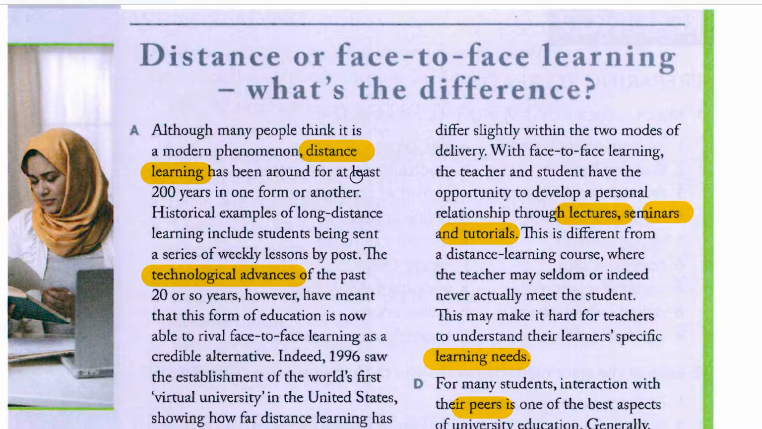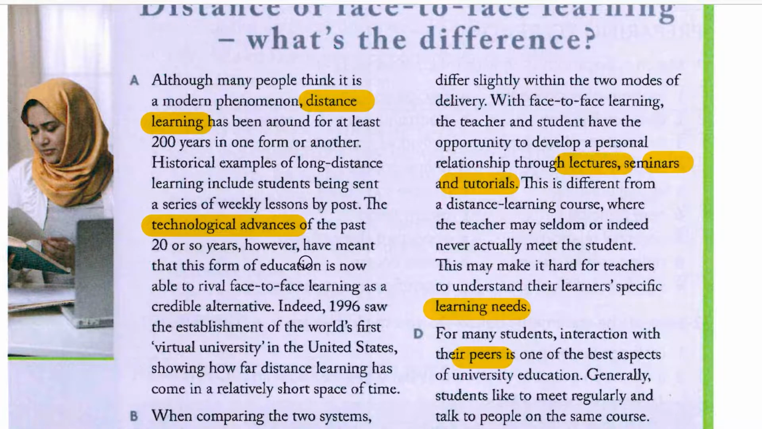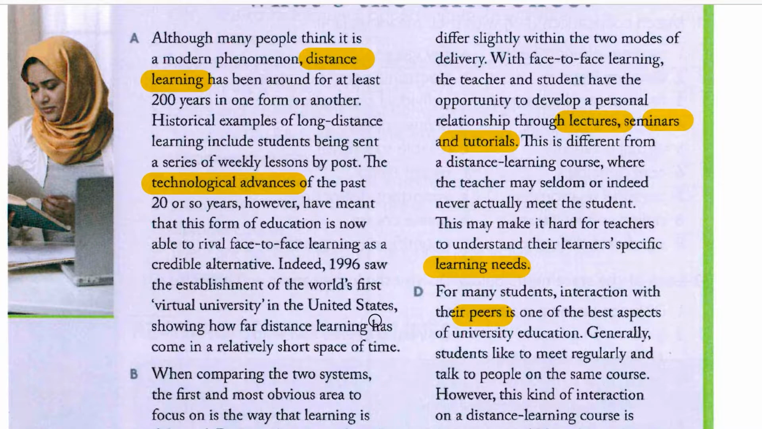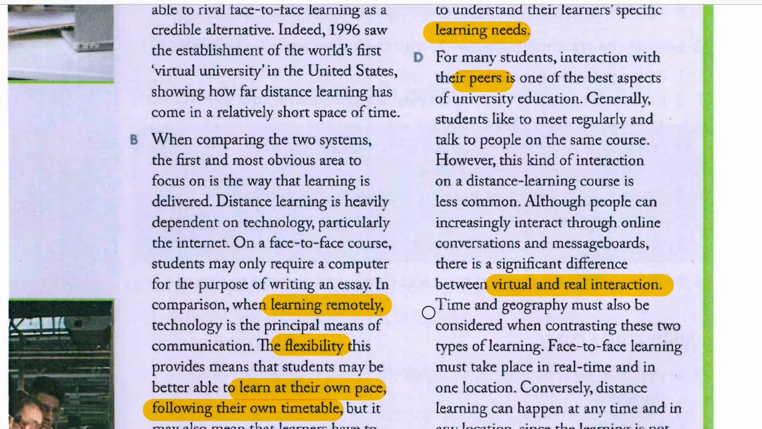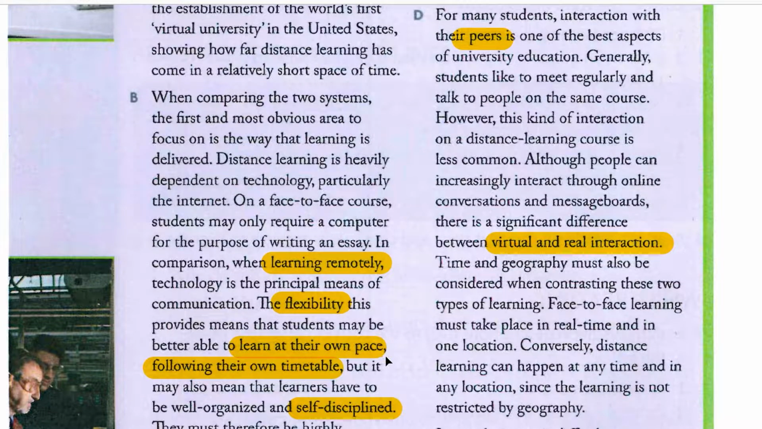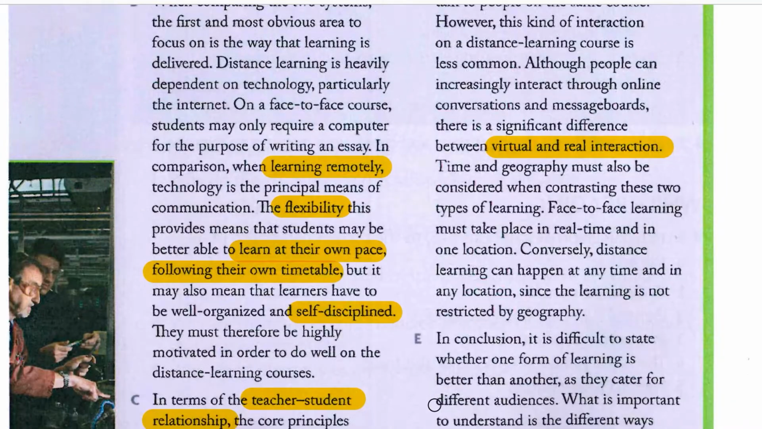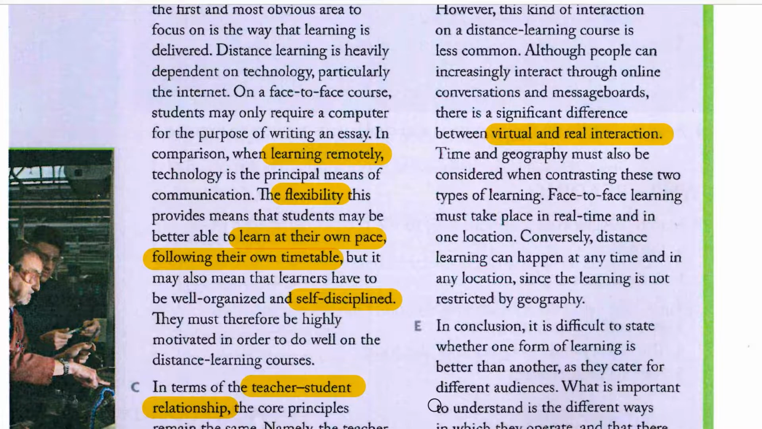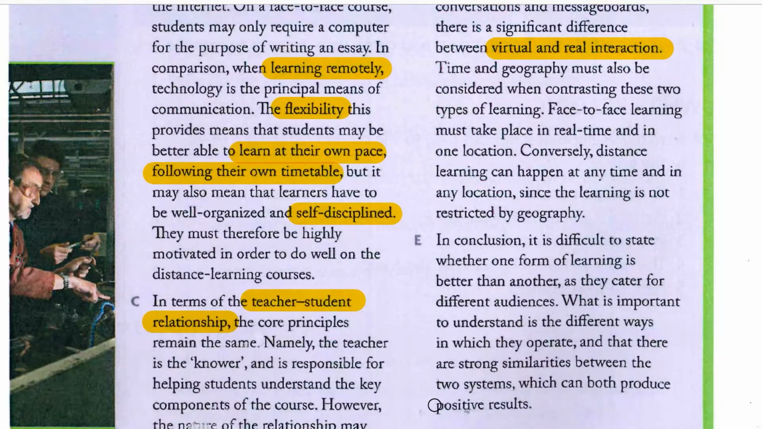So you can see them here, and the first phrase that we could use that is relevant for us is distance learning. So you can use distance learning as a synonym for online learning. The next phrase is technological advances, so maybe to paraphrase internet. Learning remotely, flexibility, learning at your own pace, following your own timetable, self-disciplined, teacher-student relationship, great phrase.